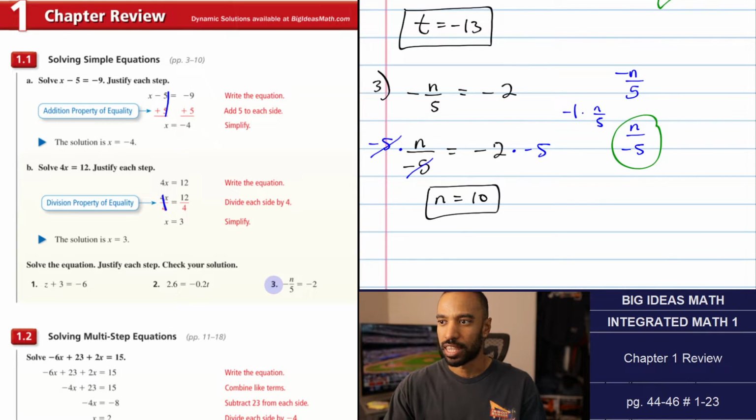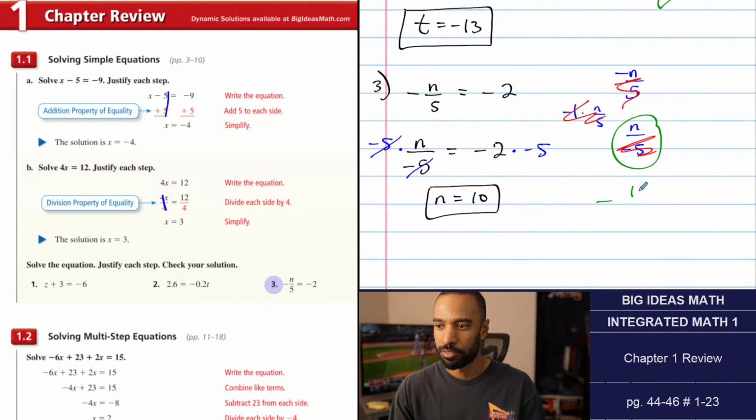Now, I can double check that by substituting into the original equation. Treat the fraction as the negative this time. Let's just call it negative 10 over 5, like that. And 10 over 5 is 2. The opposite of that is negative 2. So negative 2 equals negative 2, and that checks out.